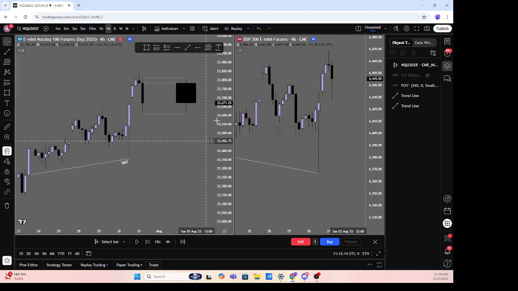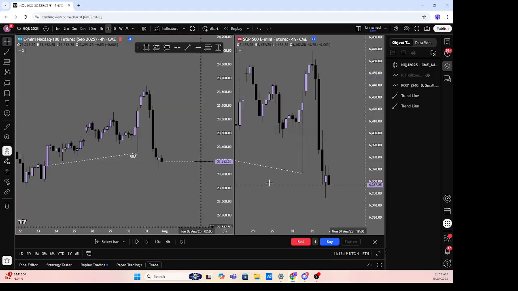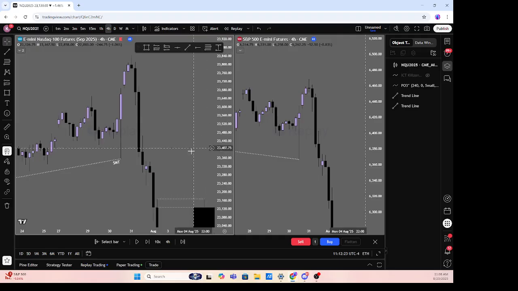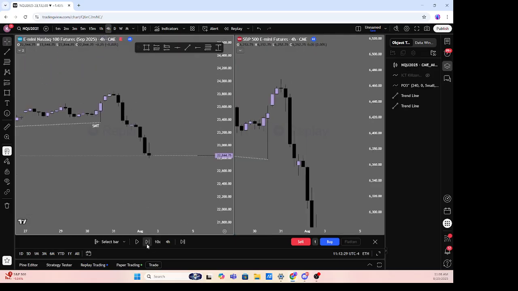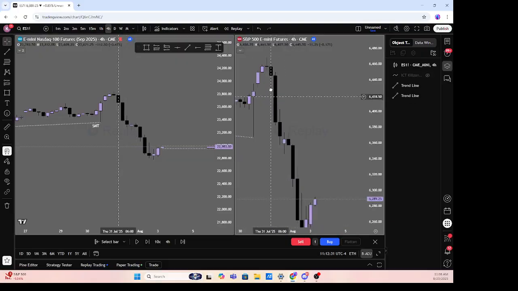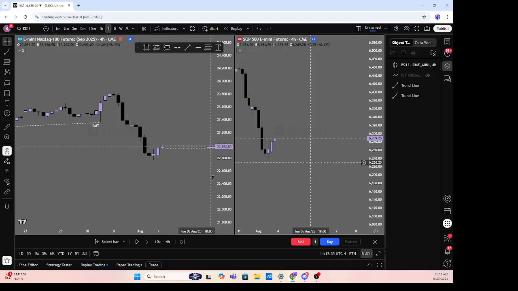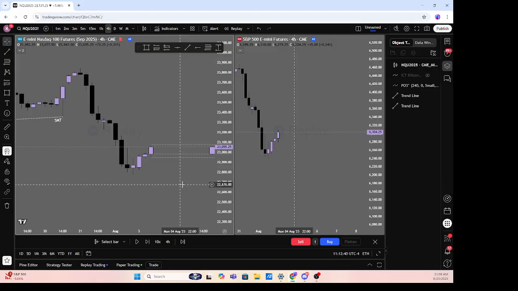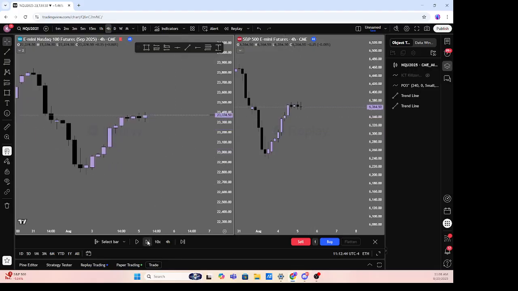Right now, I want to find a bearish example for you guys. Just see if I can find one. No, not there. Still looking for a bearish example for you guys. It's gonna take a little minute.